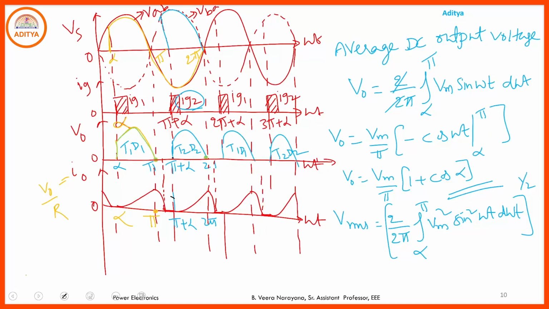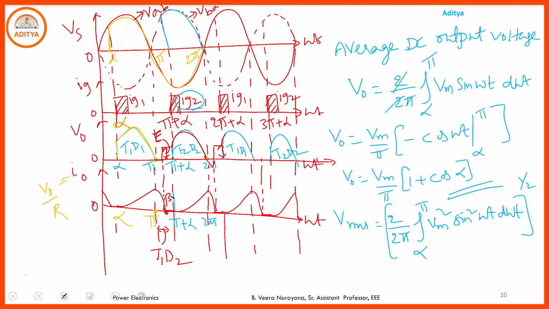So if you go through the RLE loads in discontinuous conduction mode, from pi to beta, the conduction of T1 D2 is present, and from beta to pi plus alpha, all the devices are in off state. If all the devices are in the off state, in that portion the back EMF comes into the picture. So here the output voltage is equal to E. And here again the current discharges to 0. Again here you have the output voltage like this.